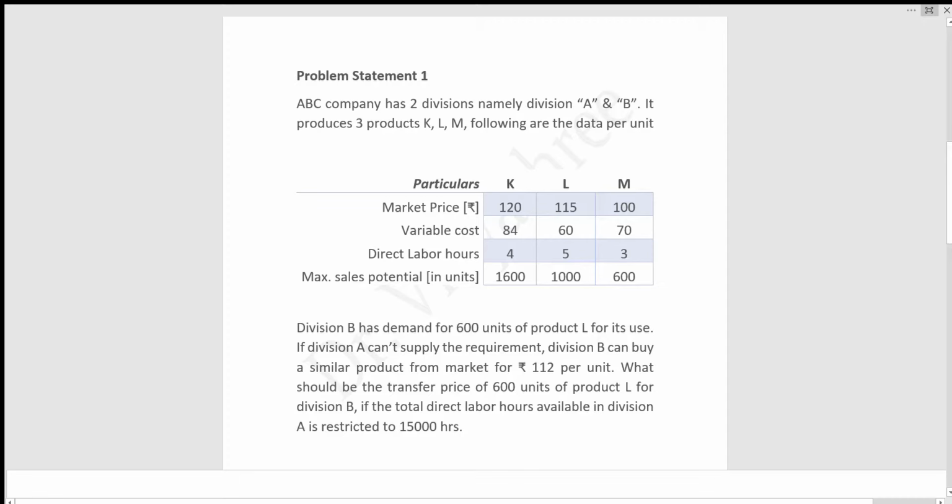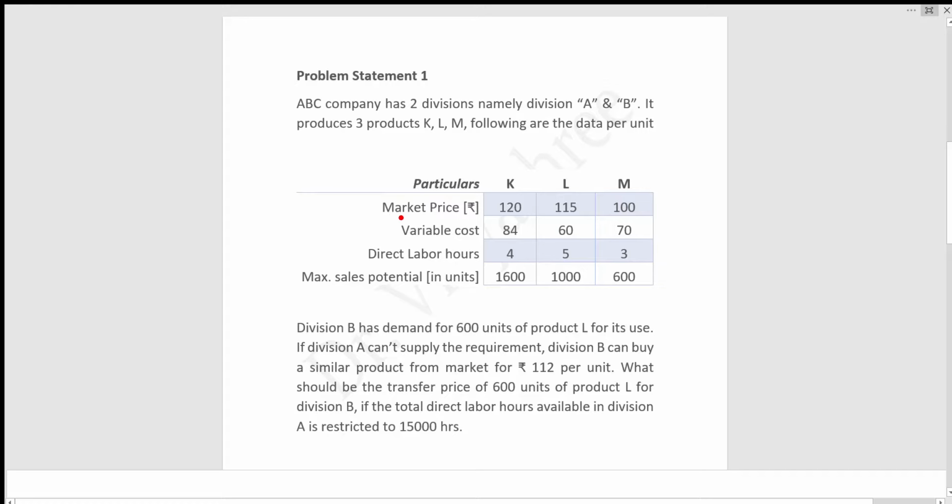ABC company has two divisions, namely Division A and Division B. It produces three products, that is K, L and M. The following data are provided per unit. You can see in this table, there are three products K, L and M. So all the details are provided per unit.